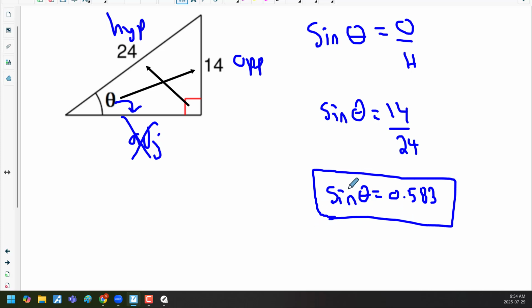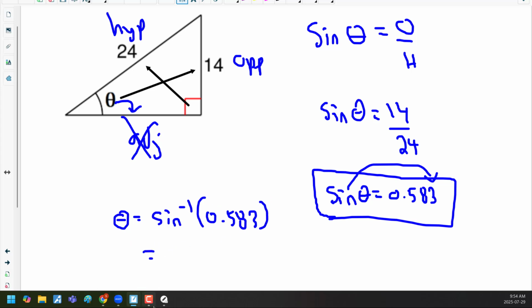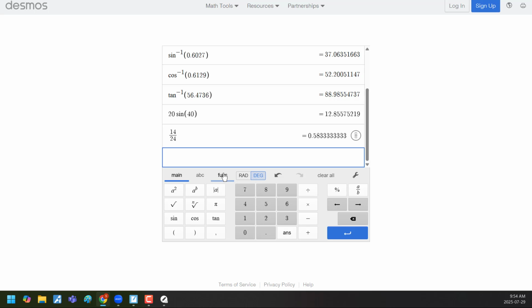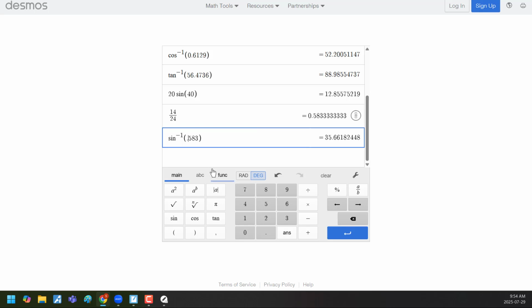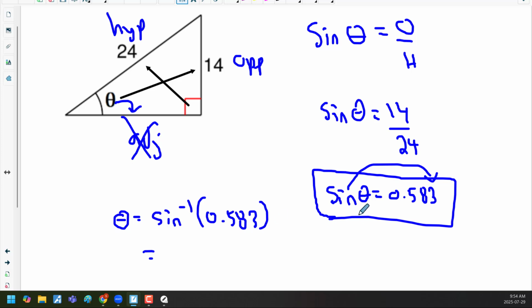Remember, when you have sine like this on this side, you just have to bring it over. So now theta is equal to inverse sine of 0.583. Hopefully everyone can do this in the calculator. And we get, sorry, it's 0.583. So 35 is the answer. The answer is 35 degrees. And that's how you do that.